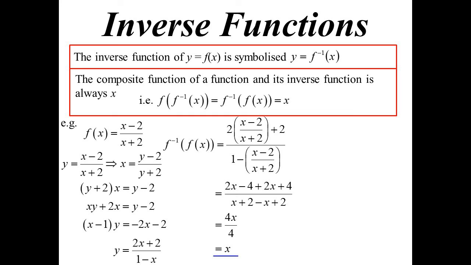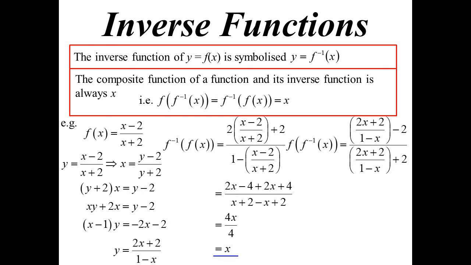So everywhere I see x, I'm replacing with 2x plus 2 on 1 minus x. Let's play with the algebra here. We'll multiply everything by x plus 2 to get rid of the denominators. Tidy it all up. Yes, indeed, we get x. Let's go the other way just to show it works that way as well. If I substitute the inverse into the original function itself, this time I'll multiply everything by 1 minus x, and again we end up with x. And that's what we would expect to happen, because it was sending everything back to the independent variable.